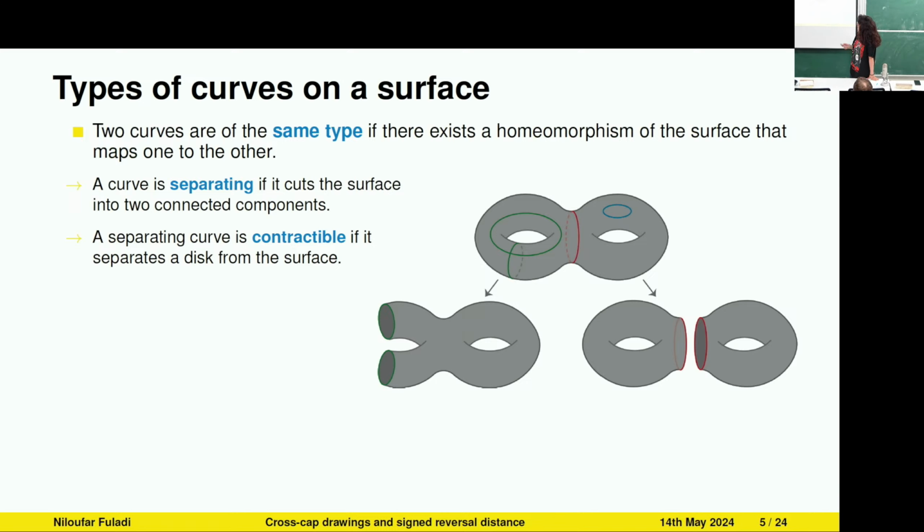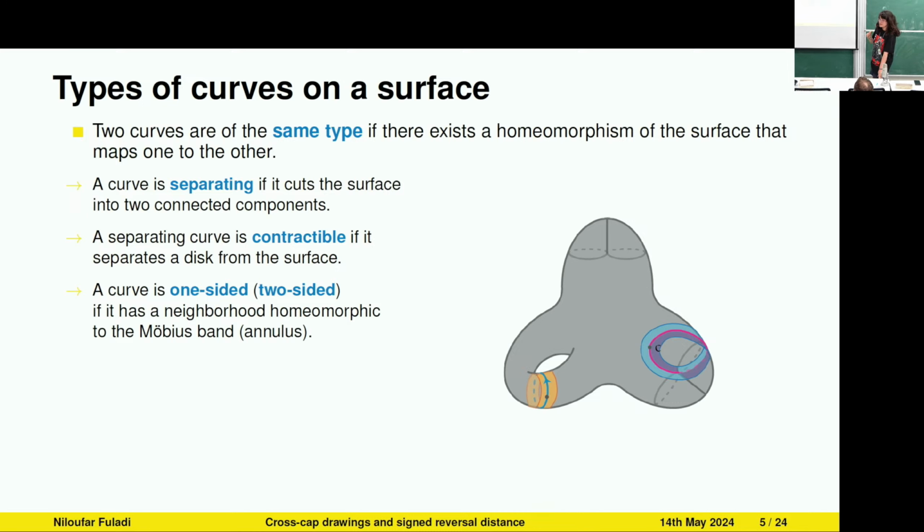complicated for non-orientable ones. Here, for example, is a non-orientable surface. I have separating and contractible curves and these things, but my non-contractible ones are a little bit different. A curve is one-sided if it has a neighborhood that is homeomorphic to a Mobius band, and is two-sided if it has a neighborhood homeomorphic to an annulus. For example, this pink curve has a neighborhood homeomorphic to a Mobius band, but this one has a neighborhood homeomorphic to an annulus. So these two are different curves.